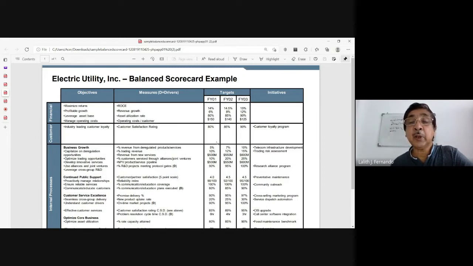Now the targets are given as from 5% to 10% in 3 years. So that is a type of target which you can get, and that target works towards the capitalization on deregulation opportunities. Now you see how valid it is, and initiatives are also given. Telecom infrastructure development is the initiative, since with that infrastructure development, you will get the demand for these products.